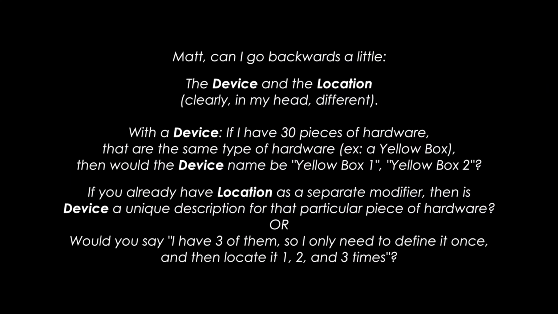Matt, can I go backwards a little? The device and the location are clearly, in my head, different. For the device, if I have 3 pieces of hardware that are the same type, they're a yellow box, would the device name be yellow box 1, yellow box 2? If you already have location as a separate modifier, is device a unique description for that particular piece of hardware? Or would you say, I have 3 of them, so I only need to define it once, and then locate it 1, 2, 3 times?